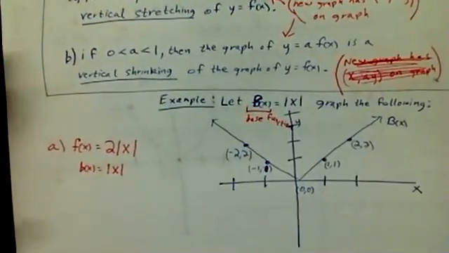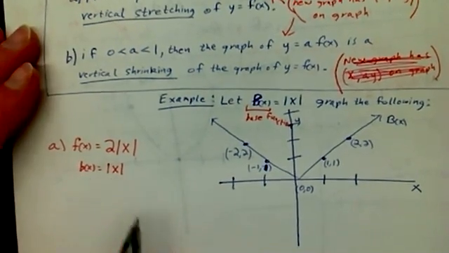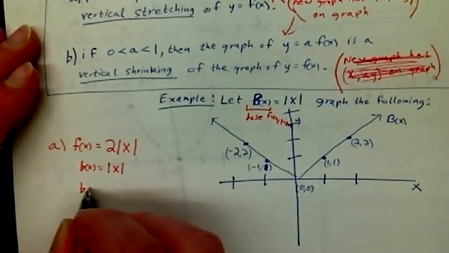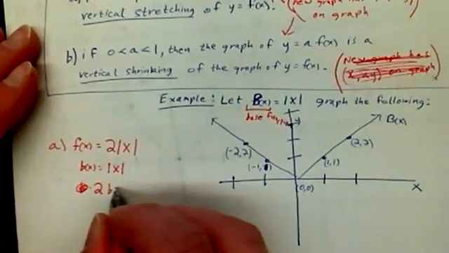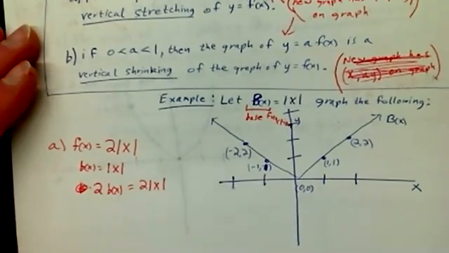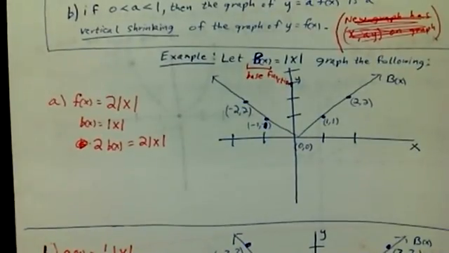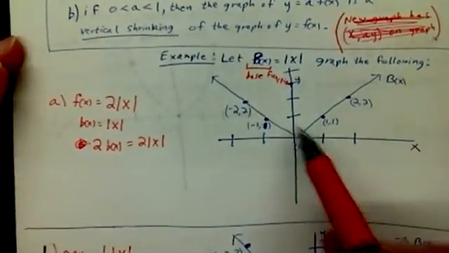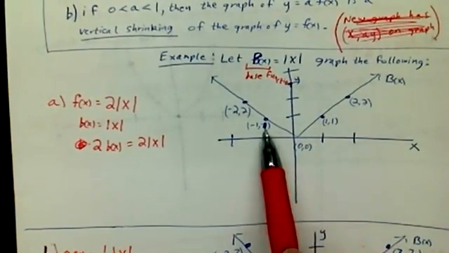My base function is the absolute value of x. To get to the next one, I have to write it as 2 times the base function. That will give me what I have. I'm just getting used to writing it in that way, starting with the base function. Notice I have the base function graphed out right here, and I'm going to track a few points. I'll track these three right here.